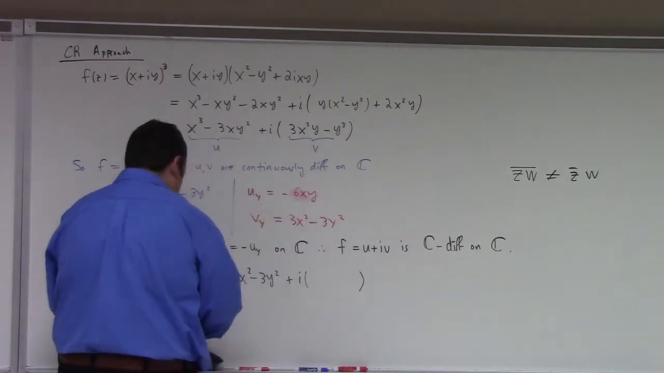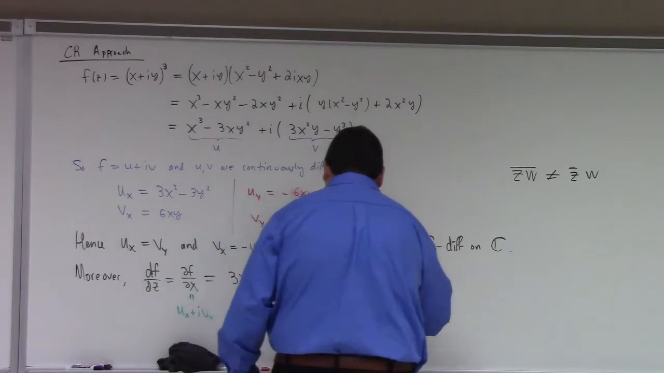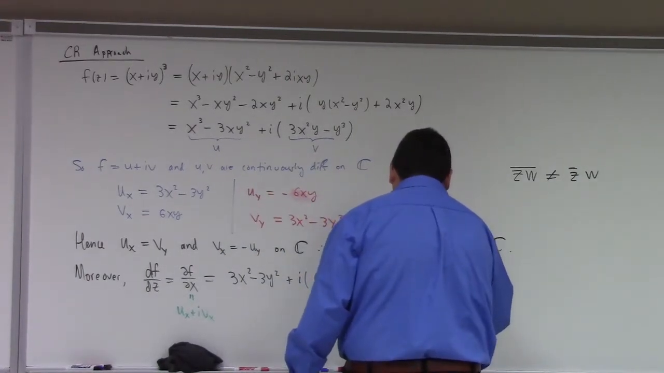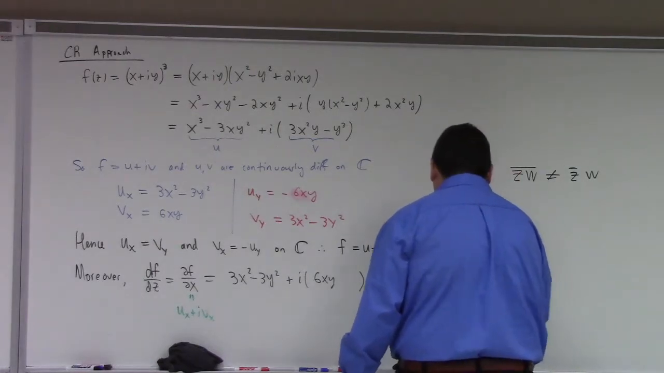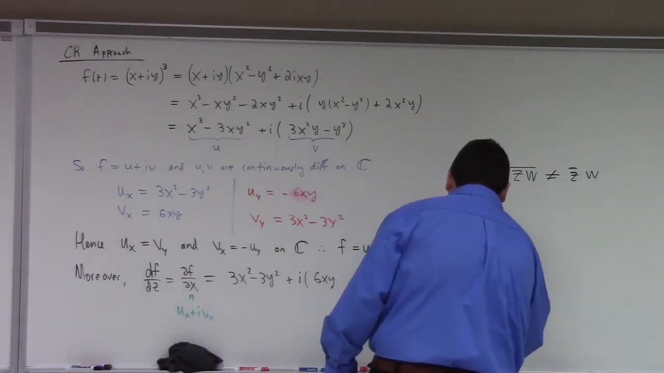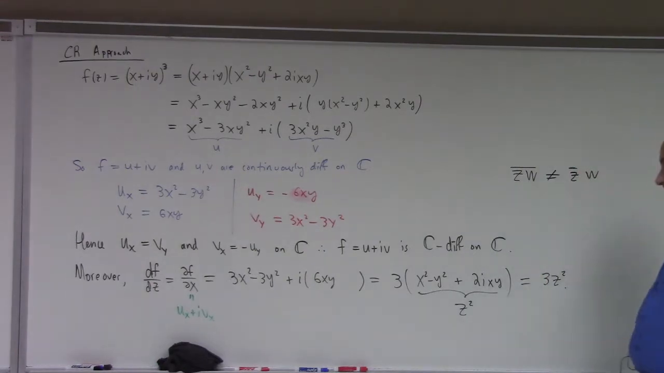6xy. And then, if you tilt your head and squint, you can see that this is actually 3 times x squared minus y squared plus 2ixy, which you should recognize as being the z squared function. And so we get 3z squared. This is the part A and B that I want you to go through for the square function for your homework, but I just did it for the cube function for you guys here. All right?